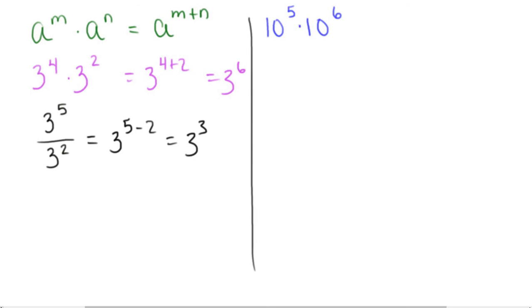So let's look at the following example, and feel free to pause the video as we multiply 10 to the 5th times 10 to the 6th. By rule, the exponents add, that's 10 to the 5 plus 6, which equals 10 to the 11th.